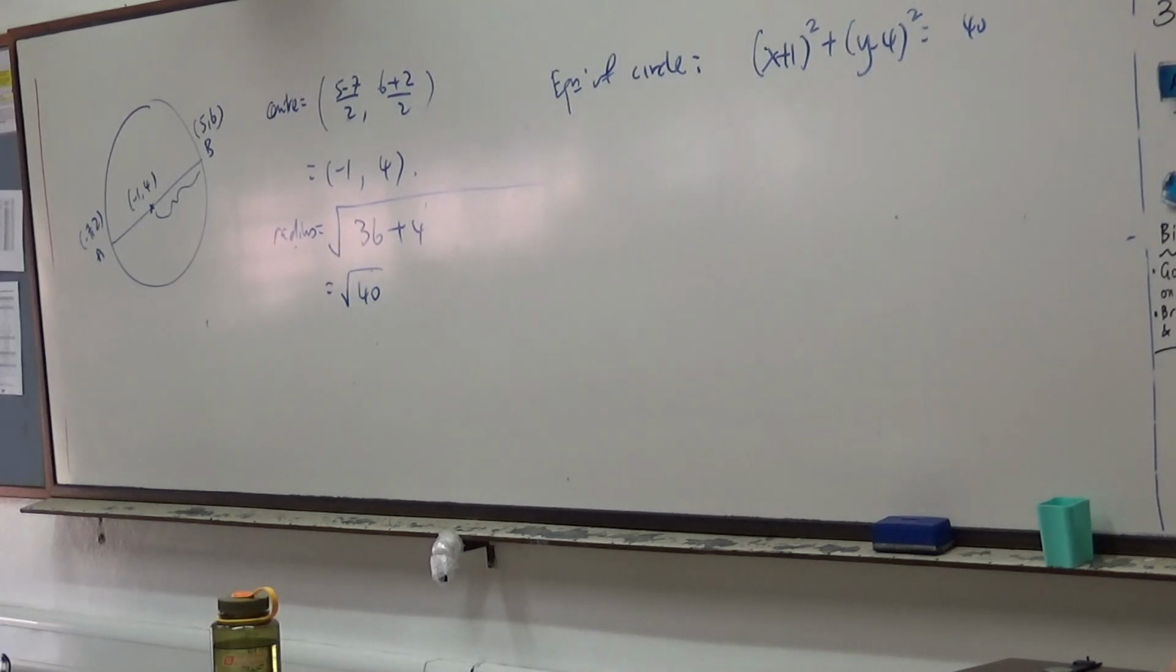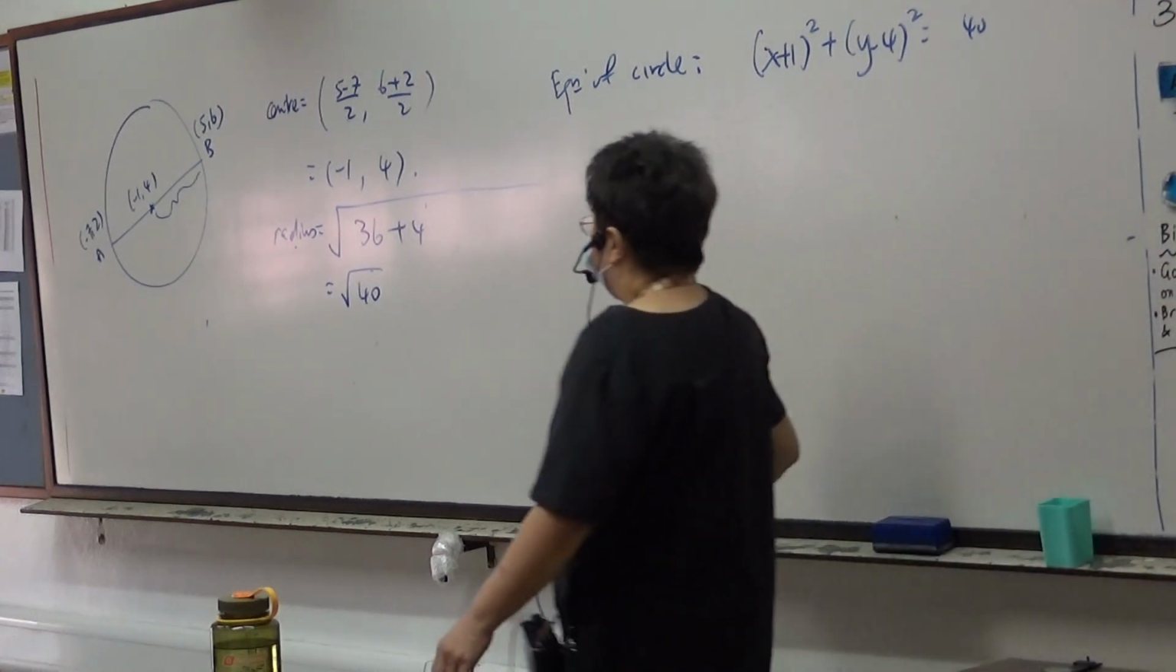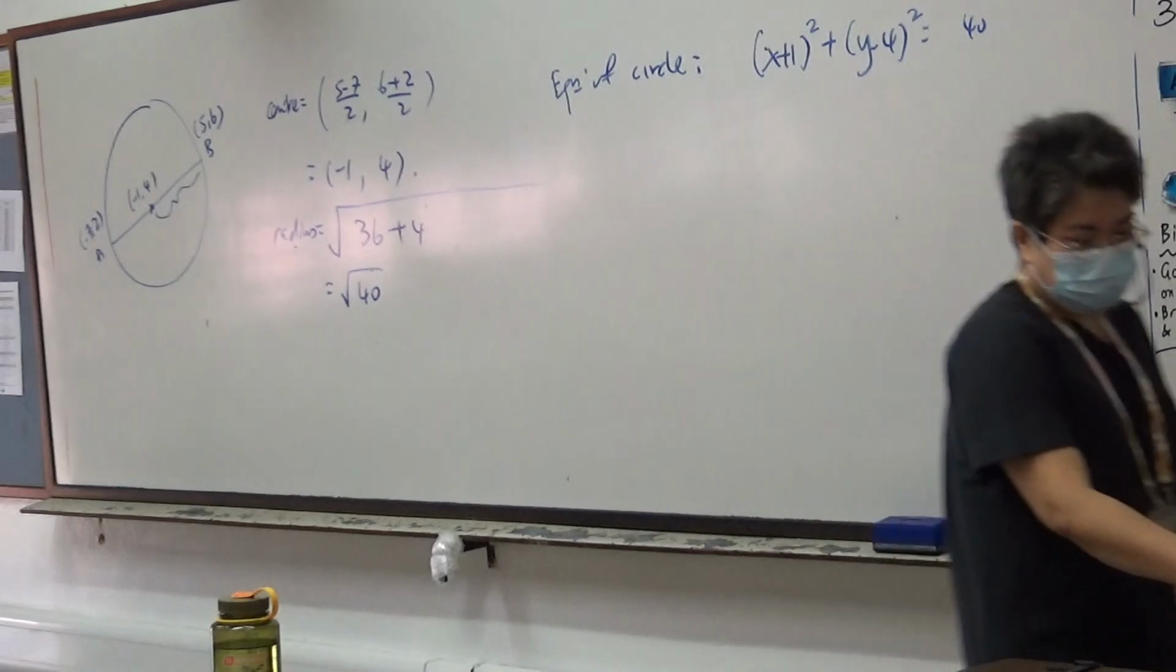Okay, now part 2 now. The line, this rubbish here, meets the circle at the point B. Okay? Explain why this line is a tangent to the circle at B. Alright. How come it must be the tangent? Okay. Let's write down the equation of the line first.